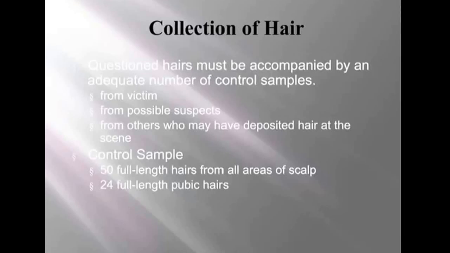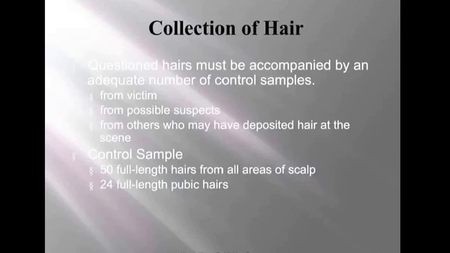When you collect hair, there must be an adequate number of control samples. And so let's say that you're a suspect, and I need to come and collect hair samples from you, take a look at what needs to be collected. It needs to come from the victim, all possible suspects, and any others who may have contacted the scene. And what is needed is 50 full-length hairs from all areas of the scalp and 24 full-length pubic hairs.